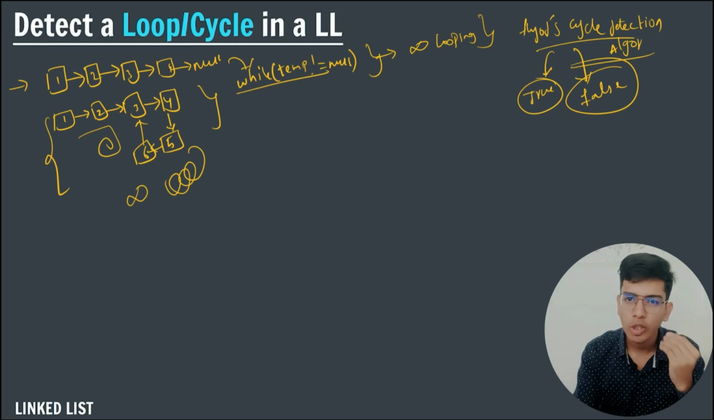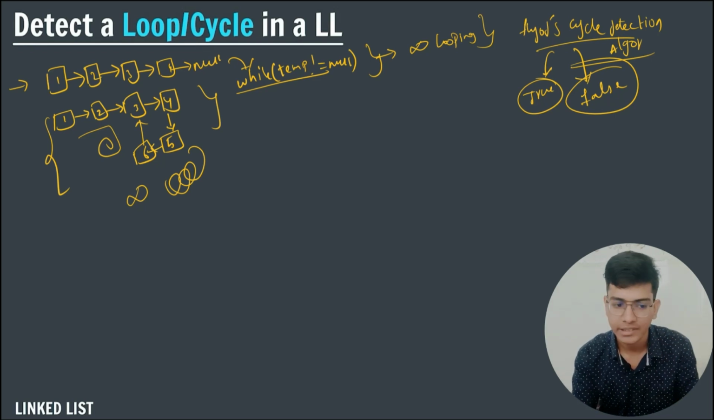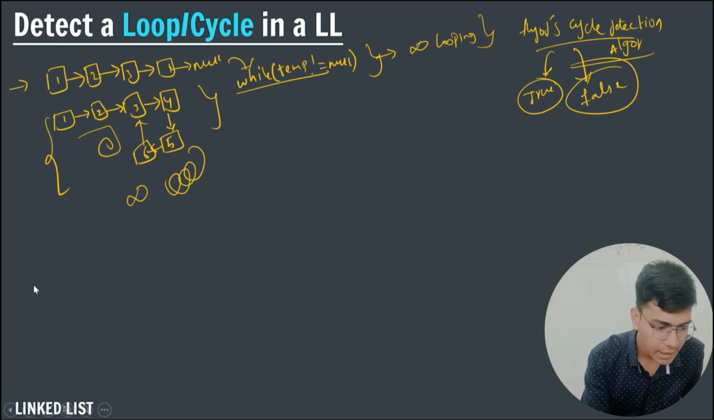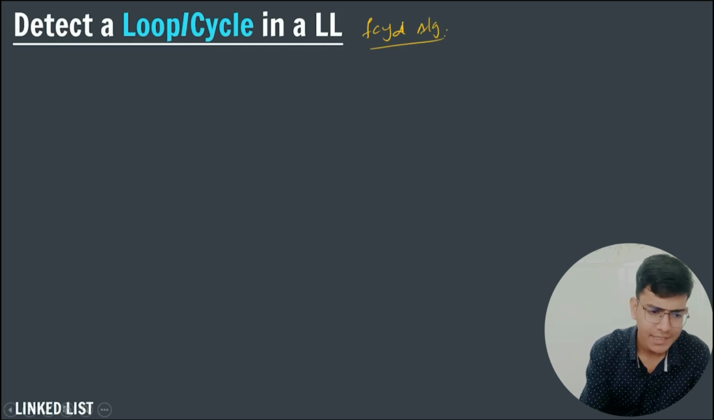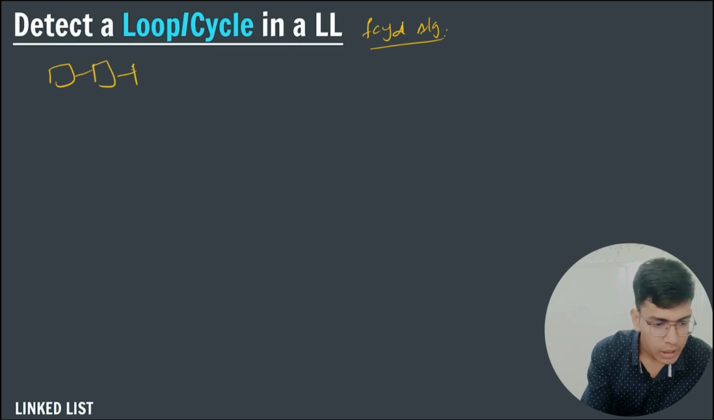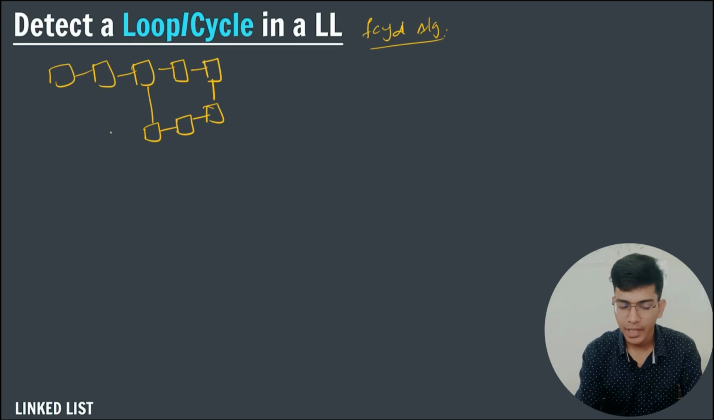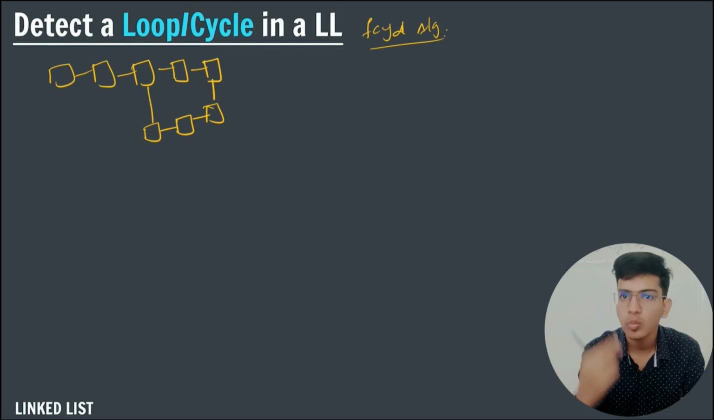Now let us talk about how this algorithm works. So let me clear my screen here. To understand Floyd's cycle detection algorithm, let us take a looped linked list 1, 2, 3, 4, 5, and it is pointing to this, and this, and this. So this is a cycle in my linked list. Floyd's cycle detection algorithm works on a two pointers approach.